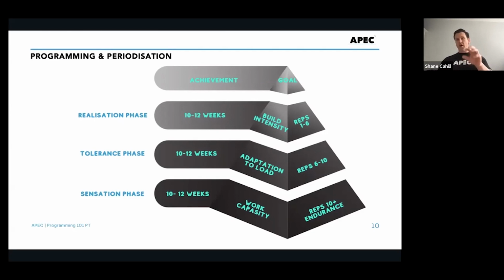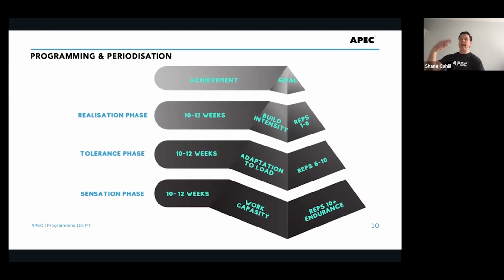Finally, if your client has gotten that far, you would move on to what's called the realization phase. Again, this phase can last 10 to 12 weeks, can be shorter, can be longer, depending upon the client. This is where you really start to build intensity. So intensity in terms of the amount, the intensity of the lift, the total load of the lift. This is where you start to develop true strength.